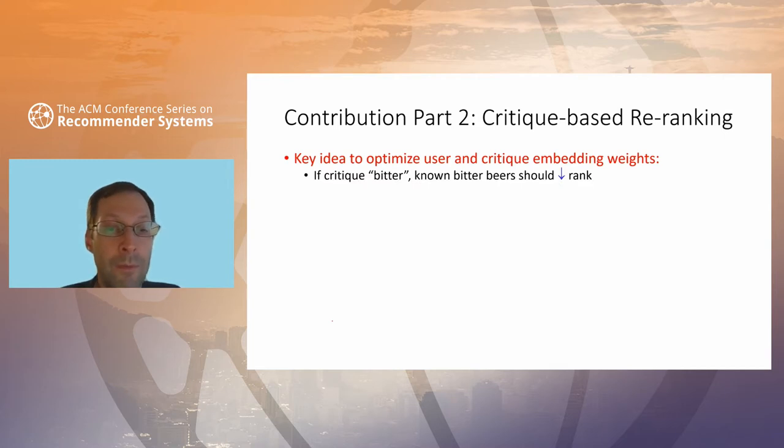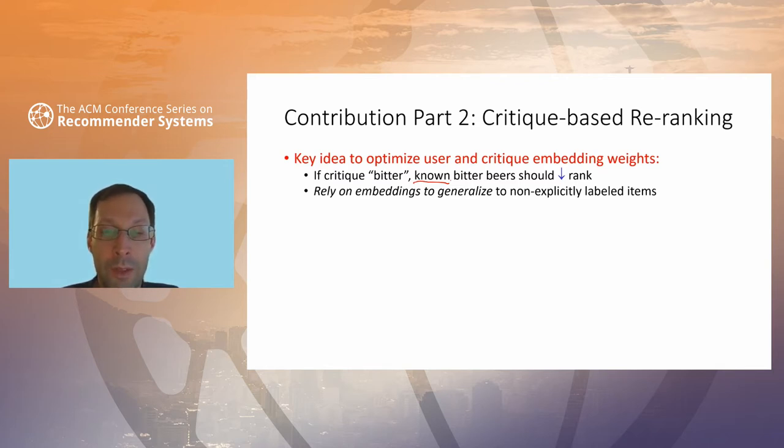So, for example, if we're in the beer domain, and you say, I don't want a bitter beer, then we know that known bitter beers, and we do know a few because they're labeled as such, should drop in rank. Now, again, we don't assume that everything is explicitly labeled. And so we're hoping that if we enforce that the known bitter beers should drop in rank, then through embeddings that would generalize to non-explicitly labeled items that many users would also say could be bitter.